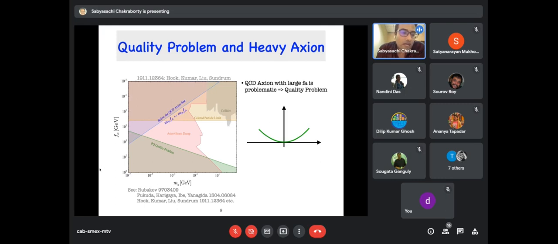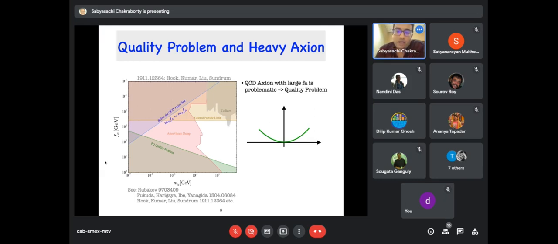Now, if you go to much higher values of F_A, like 10^9 or 10^10 GeV, there are experiments, because this is the area where the axion can be a dark matter candidate. There are experiments which look for it, but there is also a very open parameter space when you go to much larger F_A, 10^9 or 10^12 GeV. But such a large F_A has its problems, and this is the problem well known as the axion quality problem.